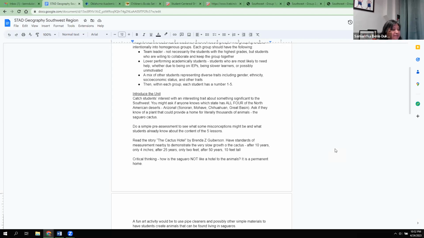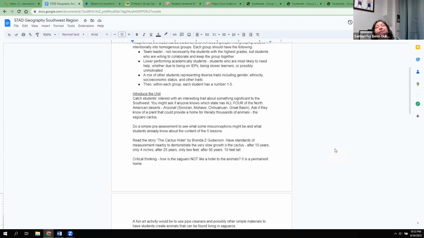As I'm reading the story, I would have some ways of demonstrating the very, very slow growth of the cactus. So after 10 years, and at this point we're going to have some students who aren't even 10 years old, compare that to the cactus being only 4 inches tall, only this high, after 10 years. And then we continue reading about the other animals that make their homes in there. And then we see that after 25 years, it's only 2 feet tall.